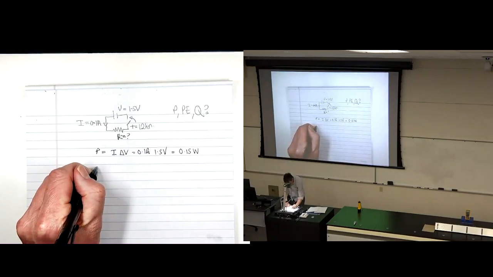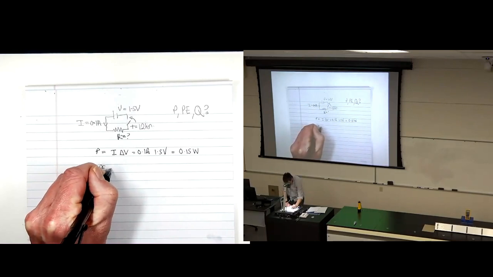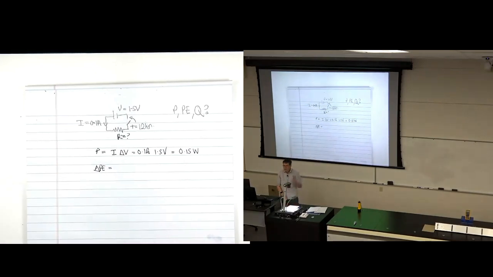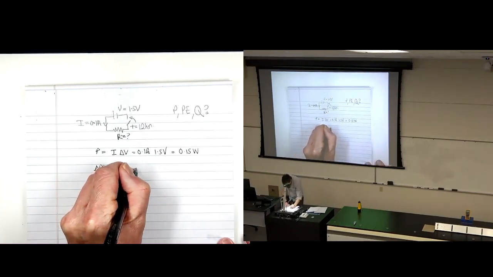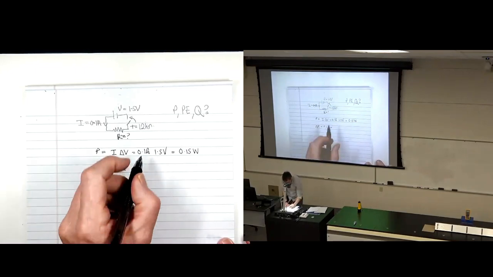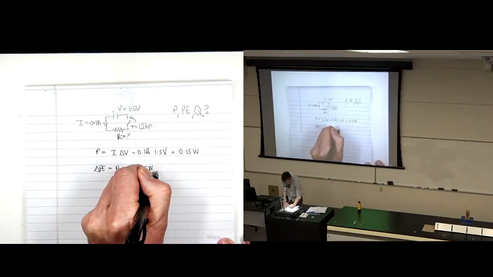Now I can calculate the potential energy that was dissipated for the 12 hours. Remember that power is energy divided by time. That's the definition of power. It's the amount of energy dissipated in a given amount of time. And so energy is equal to power times time. That's just rearranging the definition of power. I know the power, 0.15 watts.